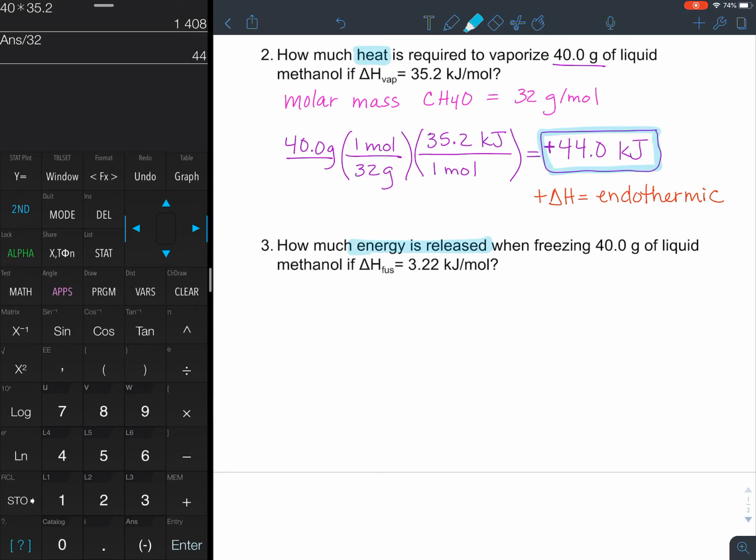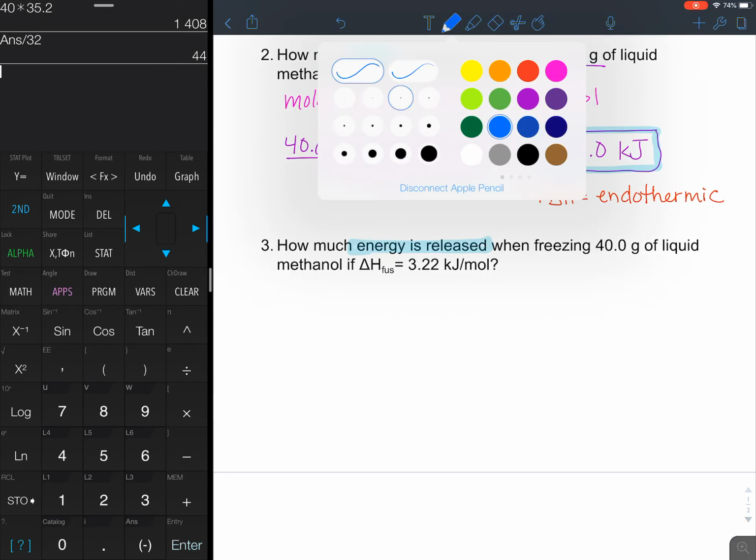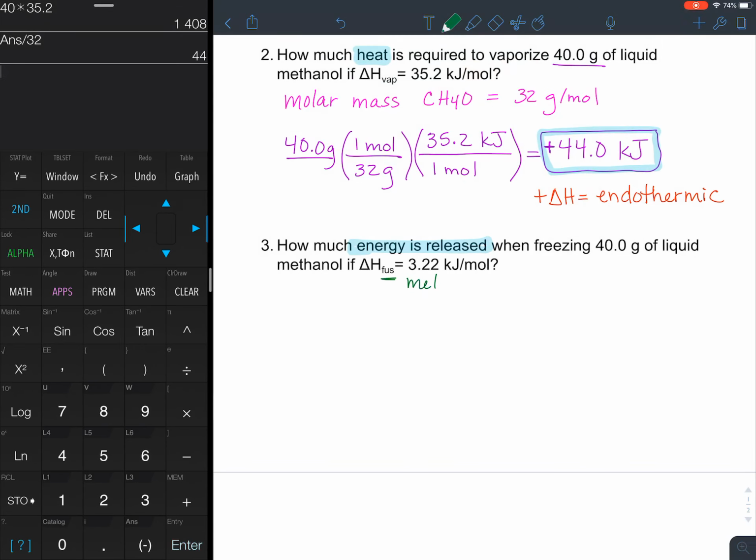When we are freezing, it gives us the heat of fusion. The problem is the heat of fusion is for melting, but our process is freezing. So what do we need to do? We are going to have to find out what the difference is. We know that the positive delta H of fusion is equal to the negative value for the delta H of solidification. That means that we want to use this number, but in the reverse. So we want to use negative 3.22 kilojoules per mole for freezing.